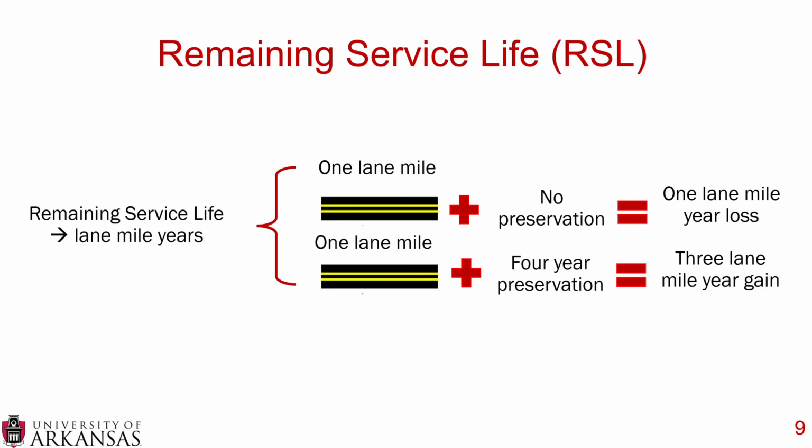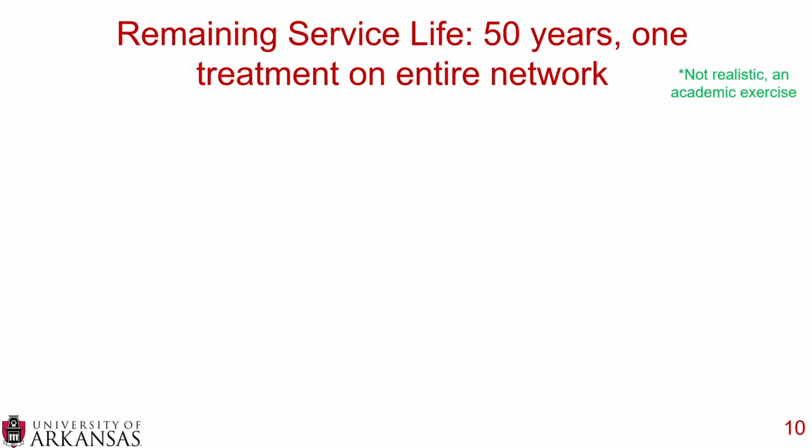Now, let's say you take that 1 lane mile, but you put a 4-year preservation treatment on it. After 1 year, you have a 3 lane mile year gain. And that's because 1 year has passed, but you've invested 4 years into it. Therefore, 4 minus 1 is 3. So this seems relatively straightforward, but as you start looking at entire networks, it obviously becomes very complicated very quickly. But let's take a look at the data for RDOT.